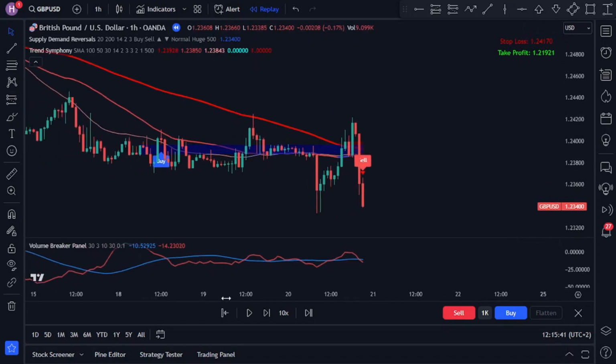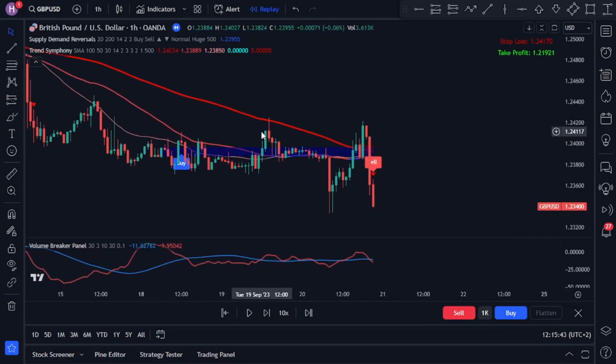The reason is we'll be using the stop loss and take profit that is provided by the supply demand reversal indicator. Now, from the chart, we can observe a strong rejection away from a supply zone. This bearish rejection has been detected by our supply demand reversals, which has been marked with the sell sign. Additionally, we notice the price action is currently located below all three of the Trend Symphony ribbons, which are marked with red. This gives us an additional confirmation that the downtrend is in action.